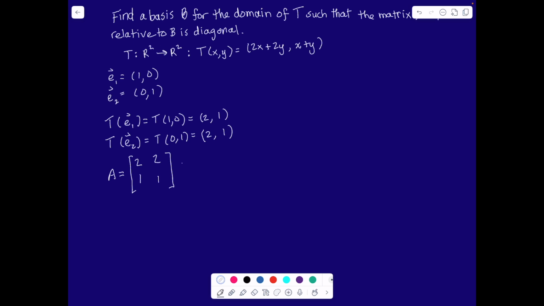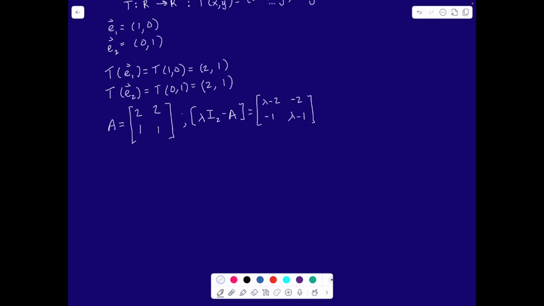Now we need to find the eigenvalues. If we take a look at lambda I2 minus A, that will be equal to the matrix with rows (lambda minus 2, -2) and (-1, lambda minus 1). To find the eigenvalues, we need to find the determinant of this and set it equal to 0.